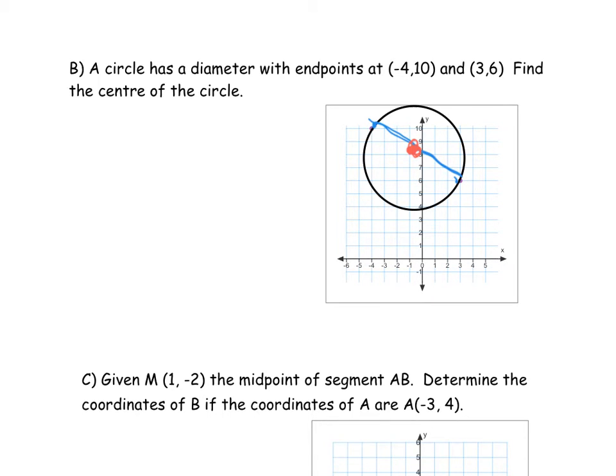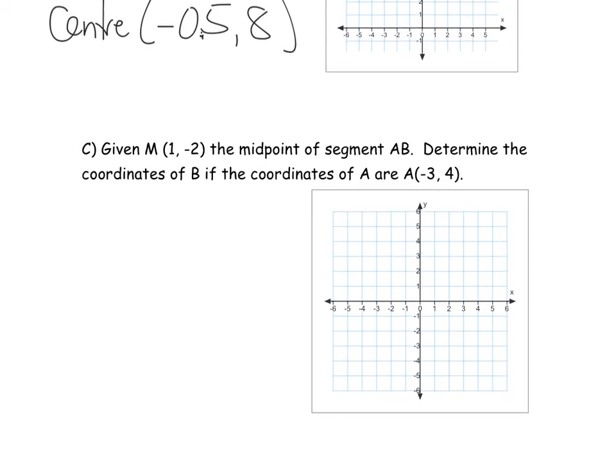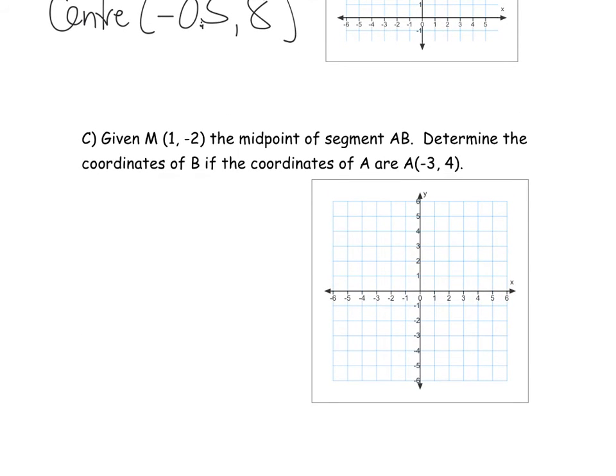So you should have gotten that the midpoint, or the center of the circle, is negative 0.5 and 8. If you didn't get that, go back and check your work again, and then make sure to ask me in class for clarification. Now let's go on to our last example. Given M, which has coordinates 1, negative 2, is the midpoint of segment AB. Determine the coordinates of B if the coordinates of A are negative 3 and 4.